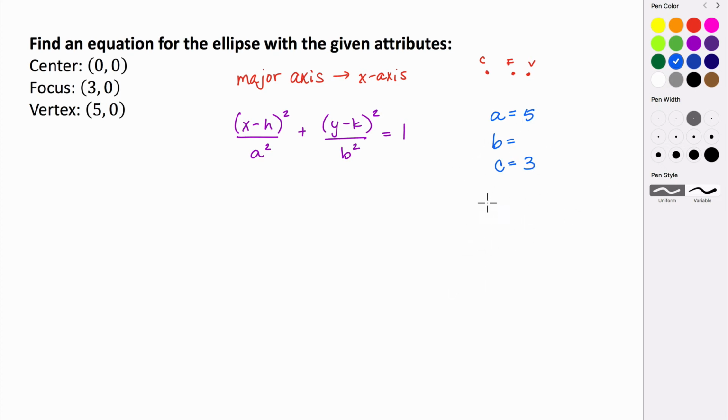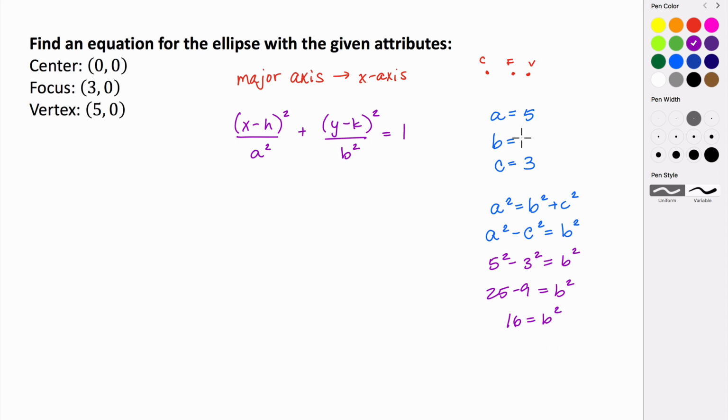Now we know that the relationship between a, b, and c is as such: a squared is equal to b squared plus c squared. We need to find b, so let's isolate b squared. Subtract c squared, and so we have that a squared minus c squared is going to equal b squared. So substitute in what we know. We know that a is 5, so 5 squared minus 3 squared equals b squared. That's 25 minus 9 equals b squared, which means that b squared is equal to 16. So the value of b is going to be 4.